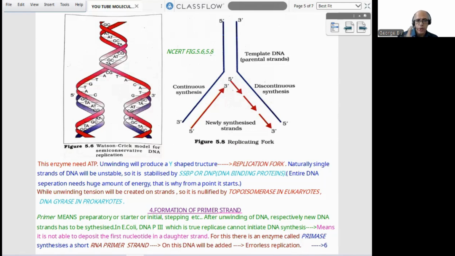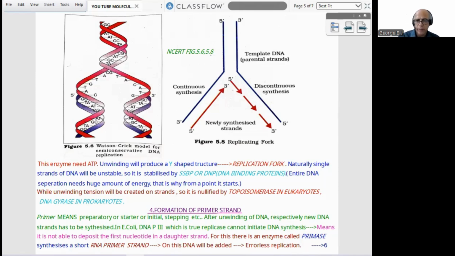Means it is not able to deposit the first nucleotide in the daughter strand. For this, there is an enzyme called primase that will synthesize a short RNA primer strand. So primase is connected with the RNA. After getting that RNA primer strand, DNA will be added on it. Then only errorless replication can proceed.